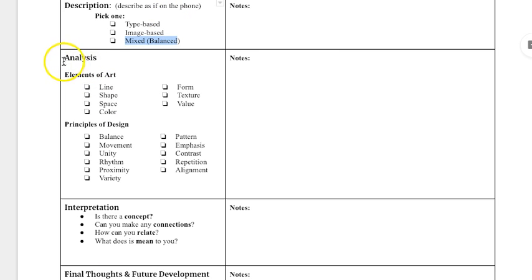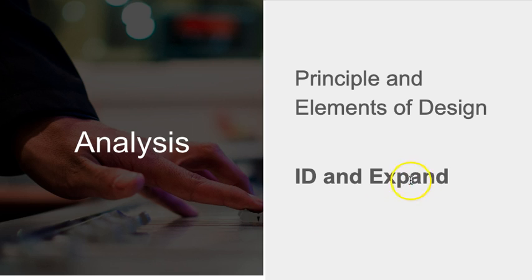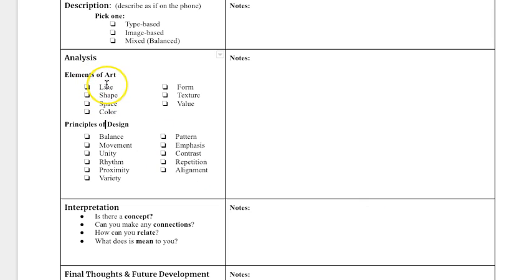Okay, so the next piece is the analysis, and this is where we bring in our elements of art and principles of design. We are going to analyze what the piece you're looking at is doing well, or what's jumping out at you from these elements and principles. You're going to identify which elements are present and expand upon that. So if I were looking at an example, I might pick out that line, space, and texture are really prominent in the piece.